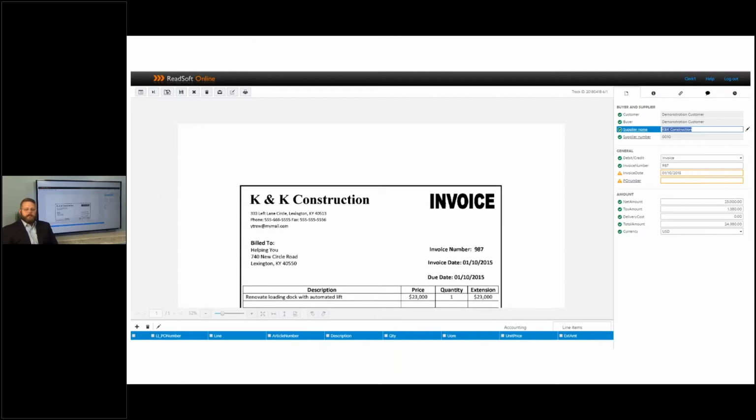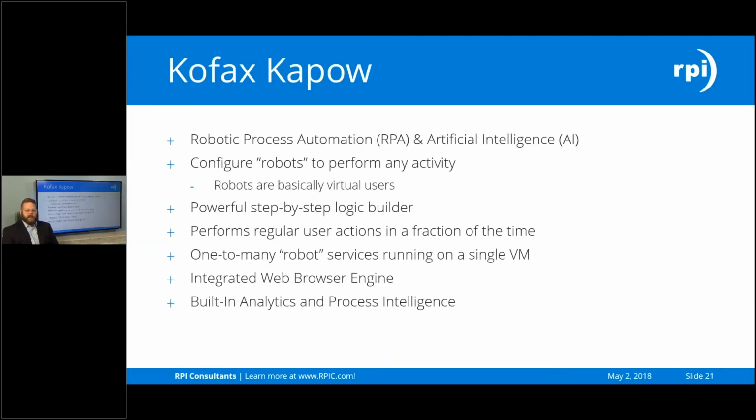Okay, next product is Kofax Kapow. No short version of this yet. I don't know if we're going to start calling this KK. This is robotic process automation, and that is a somewhat new term for many people. It is a smaller but very rapidly growing industry, and so it's often paired up with AI or artificial intelligence. Kapow essentially allows you to configure robots to perform virtually any activity.